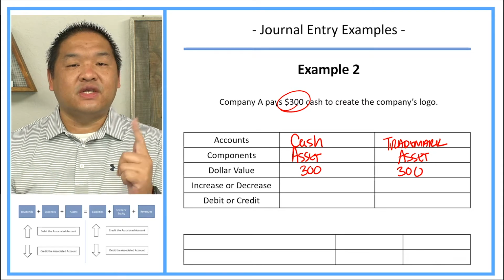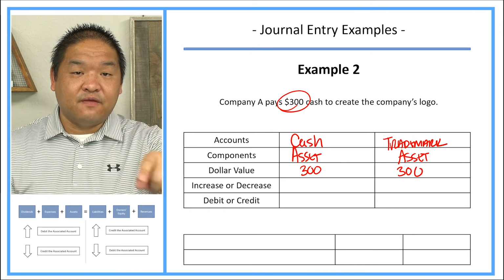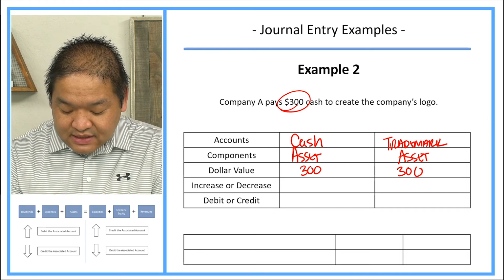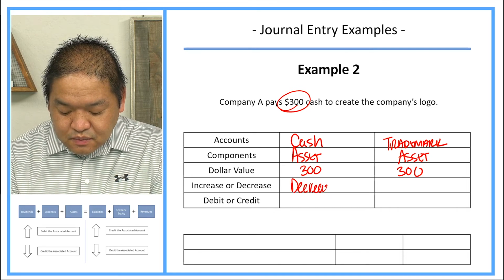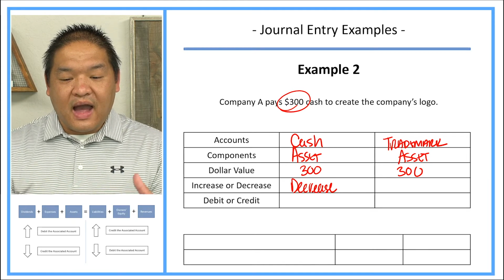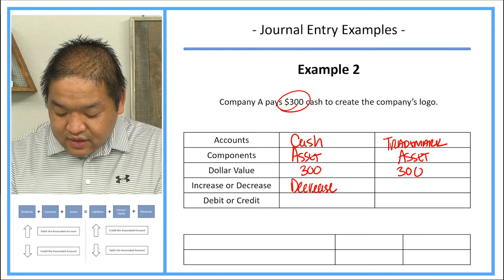Now, cash, is it an increase or decrease? Well, company A pays $300 to the vendor, so if it pays $300 to the vendor, that means cash comes out, so that's going to be a decrease. And then what about the trademark? Well, I have this asset, it's increasing that asset account, so I'm going to put increasing.